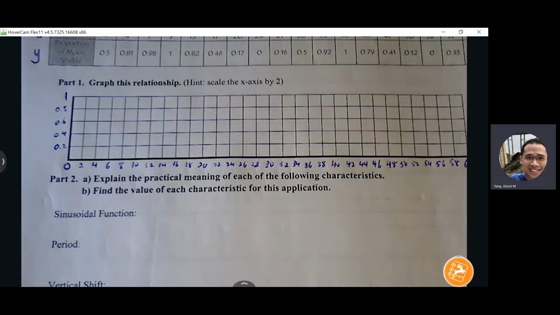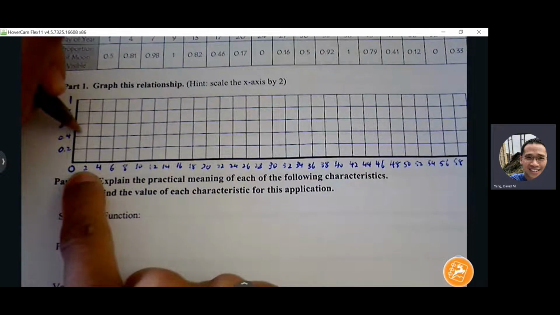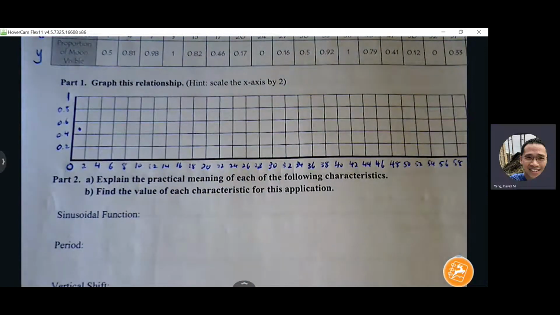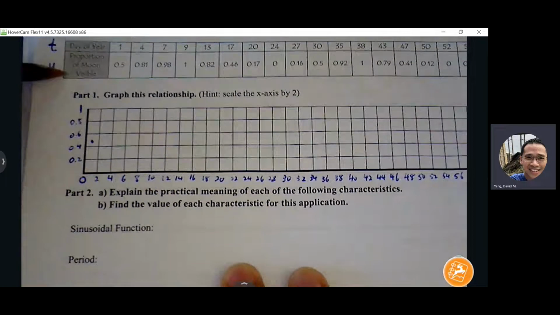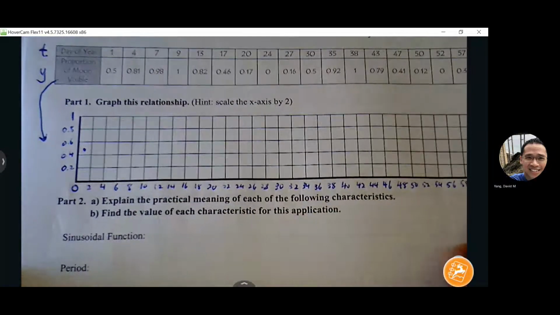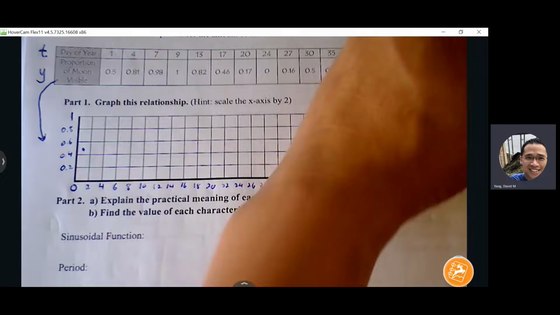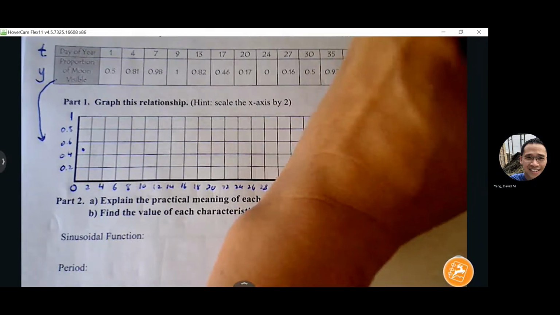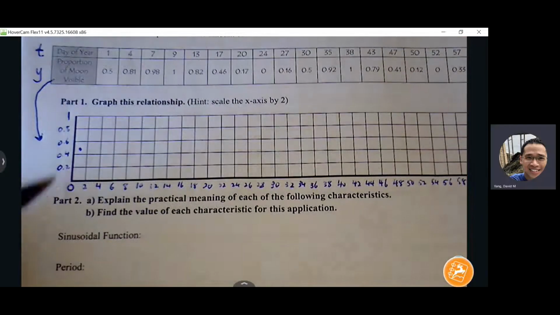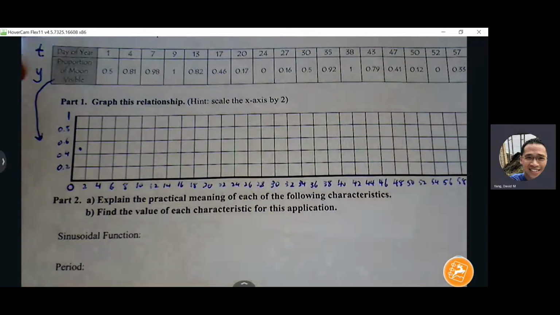Okay, so part A, let's start graphing. This is day 1, I'm going to plot 0.5. So you're just going to try your best to plot. What do I label the Y? Oh, the Y is the proportion of the moon visible here. And then T is the day of the year, so over the course of 60 days. So that means on day 1, half of the moon is visible. Day 4, 0.81 is visible.